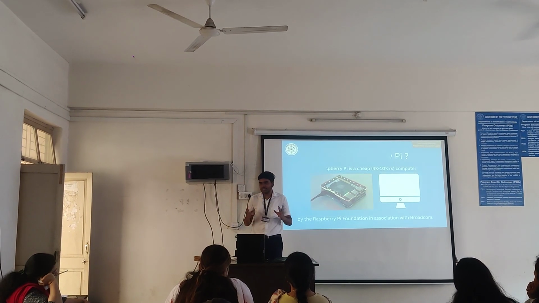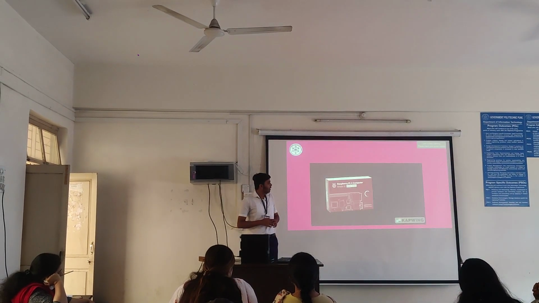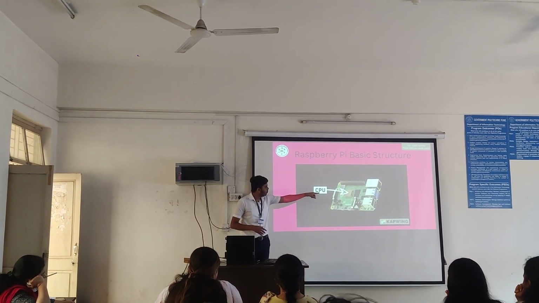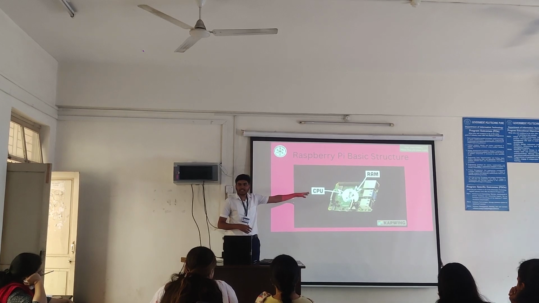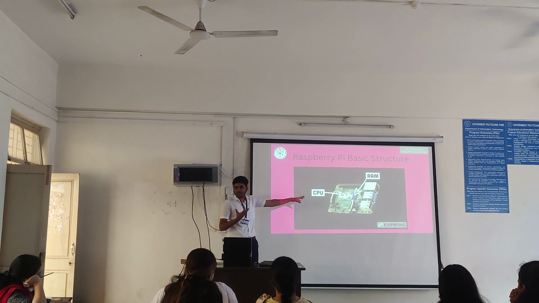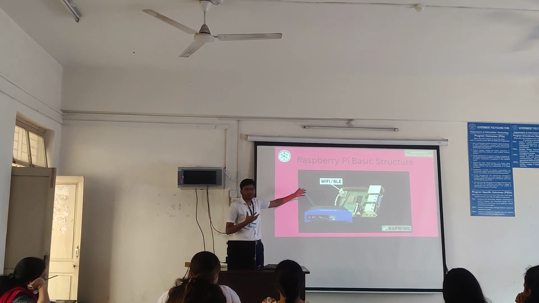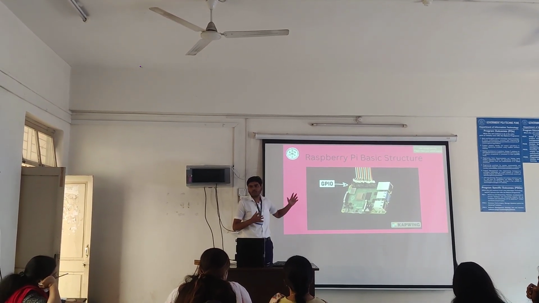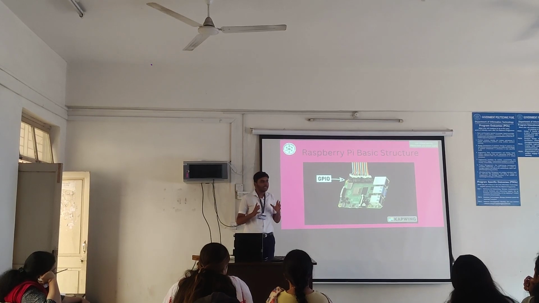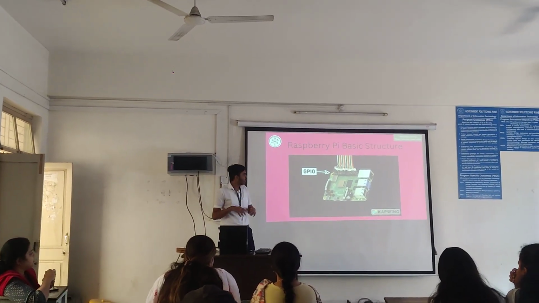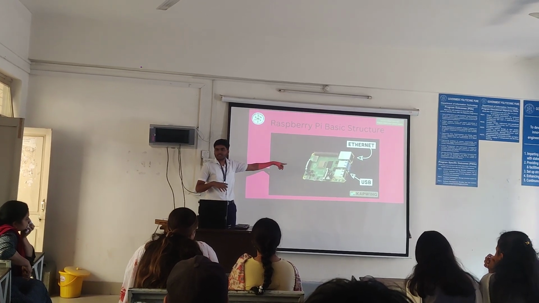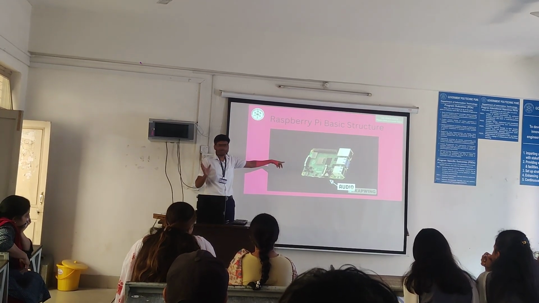So let's go to the structure of Raspberry Pi. Here we can see the structure of Raspberry Pi. In the middle, first is the CPU and second is the RAM. Basically, it is the brain of Raspberry Pi. Then we have the Wi-Fi and Bluetooth module. And at the upper side of it, we have 40 GPIO pins, basically general purpose input-output pins. Then we have the Ethernet port for internet connection, and we have 4 USBs for connecting IO devices and other devices.